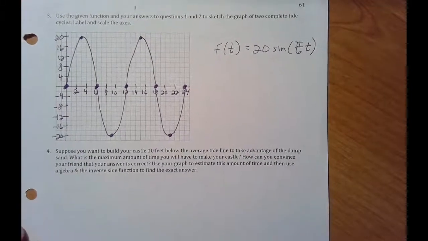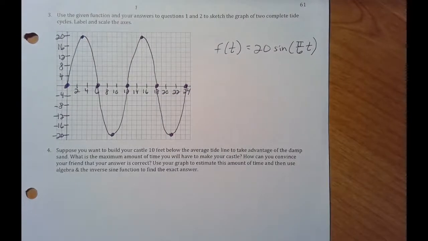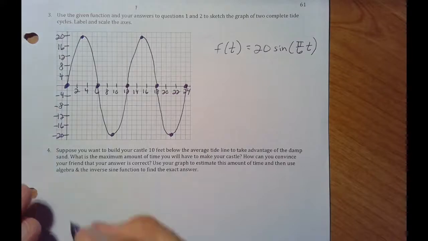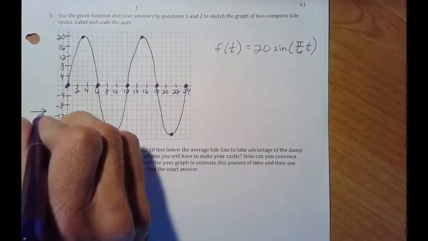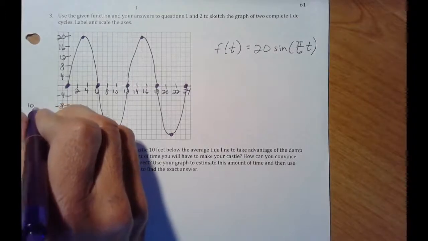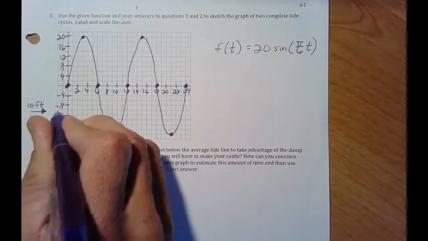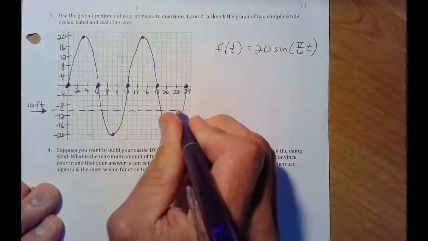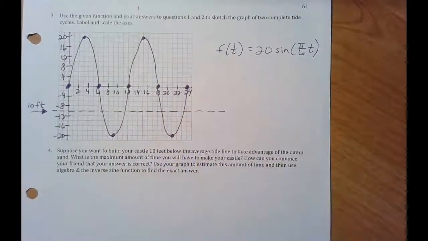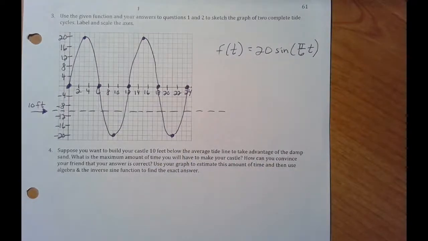Question 4 went on to say, suppose you want to build your castle 10 feet below the average tide line. So 10 feet below is going to be here, because that would be a -10. So that means it's going to be along this line somewhere. The question is, what is the maximum amount of time you'll have to make your castle, and how can you convince your friend that your answer is correct?